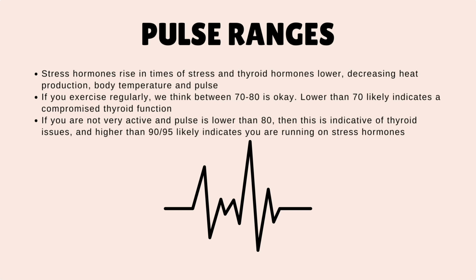So if you're between 75 and 80 as an athlete, maybe 70 to 80, we think that's okay. Lower than 70, however, definitely indicates a compromised thyroid function. But if you are not very active and your pulse is lower than 80, then this is indicative of thyroid issues. And higher than like 95 indicates that you are likely running on stress hormones.